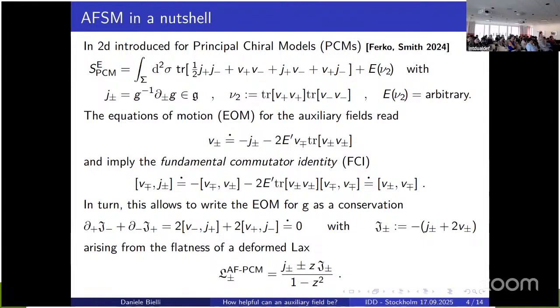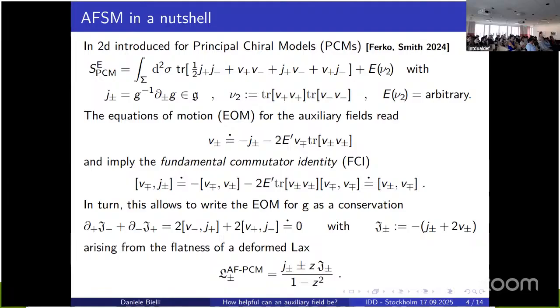This equation is very crucial, because it implies the so-called fundamental commutator identity, which is basically a statement that on shell for the auxiliary fields, you can trade commutators of V's and J's with commutators of V's. This is very important because, as Chris said this morning, it allows us to show that integrability is preserved for these models. Indeed, if you compute the equations of motion for the fundamental fields of the principal chiral model, the g's, you will find a modified conservation equation. There is this J-hat here on the left-hand side, which is defined here in terms of J and the auxiliaries.